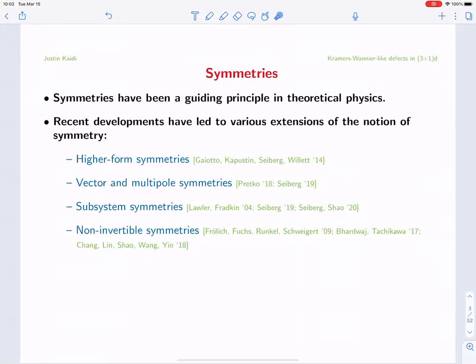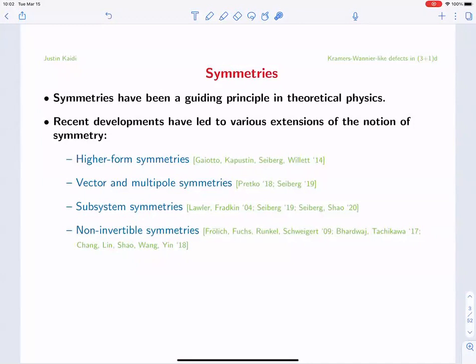There are vector and multipole symmetries, as well as subsystem symmetries. These are maybe slightly less familiar, but they've seen great utility in understanding things like exotic phases of matter, say fractons, etc. And there are also non-invertible symmetries, which will be the real main players of today's talk. These are symmetries which go beyond the paradigm of a group. And I'll give a much more detailed introduction to non-invertible symmetries in a moment.